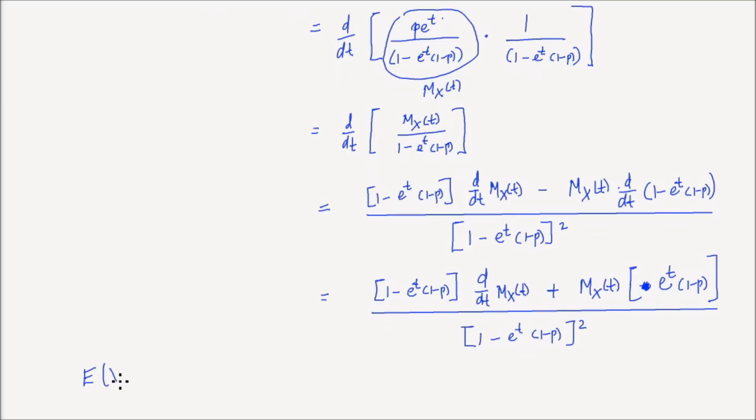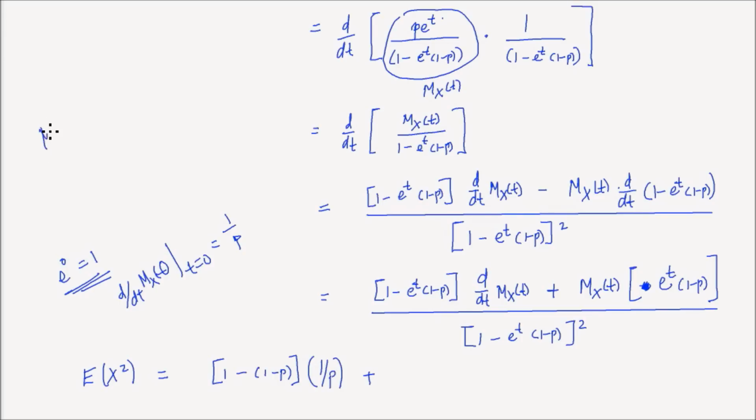Okay, so to find the second moment, what I need to do is plug in 0 for t in the expression that I have. So the expected value of x squared is this expression evaluated at t equals 0. When I plug in t equals 0, e to the power of 0 is always going to be 1. So I have 1 minus e to the power of 0, which is 1, times 1 minus p, times the derivative of the MGF evaluated at t equals 0, which is the expected value of x, which we have found to be 1 over p. So instead of that, I plug in 1 over p.